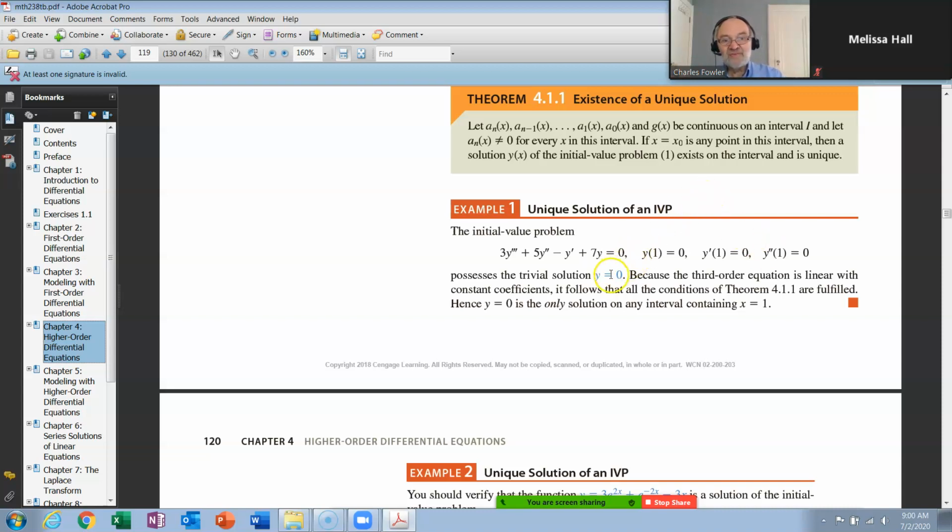Well, guess what? Since this is an obvious solution, and all the conditions are met, that means it's the only solution on any interval containing x equal 1. Wherever you go there, it would be. Okay.